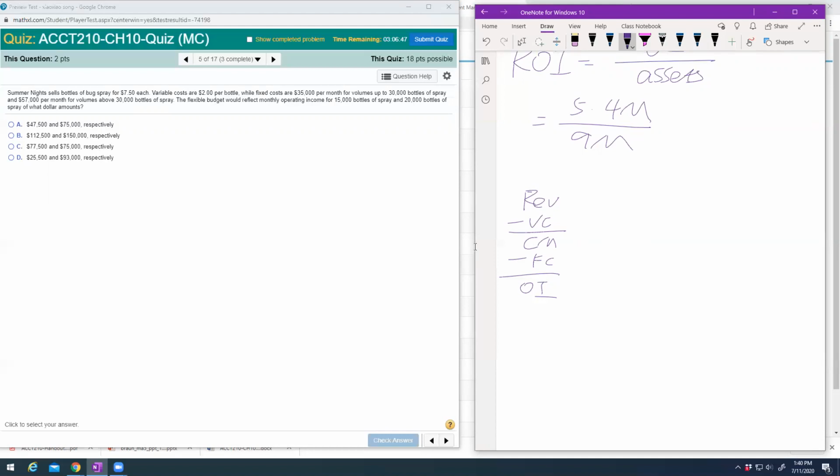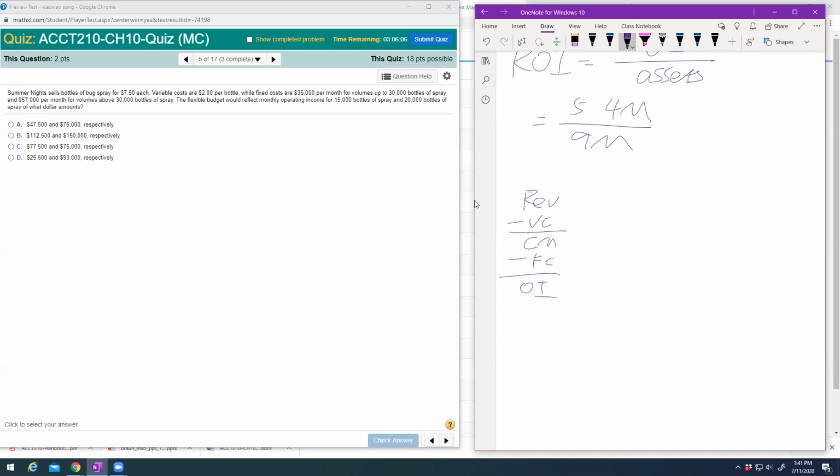Variable cost is this, fixed cost 35,000 per month for volume of this. Flexible budget reflects monthly operating income of this and what dollar amount. I'm not really sure about this one actually. I think flexible budget is just we use the actual output. They only tell you actual number. I think we just use the actual output.